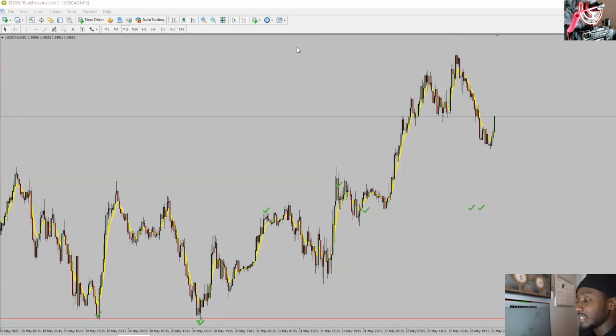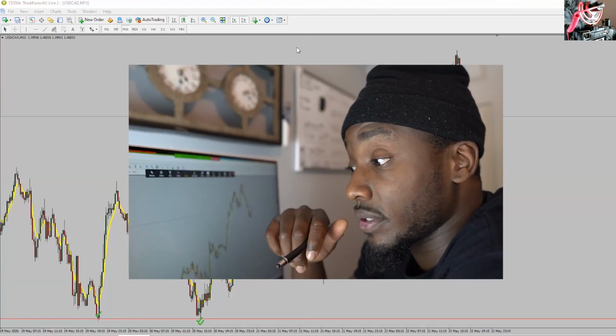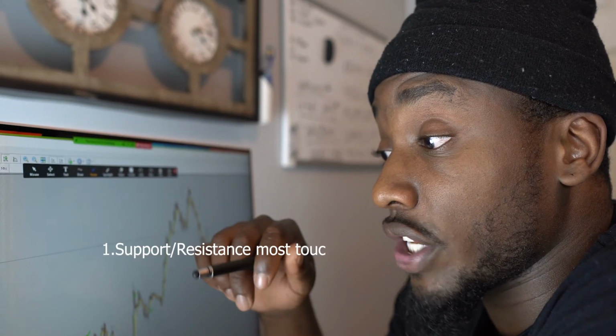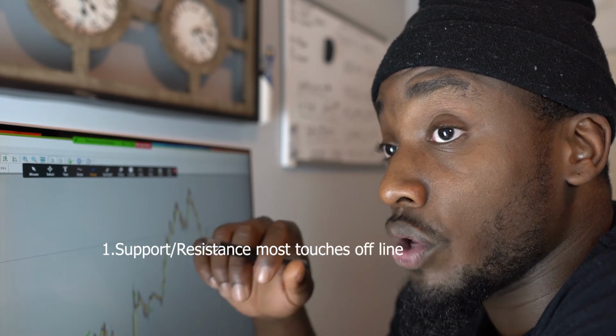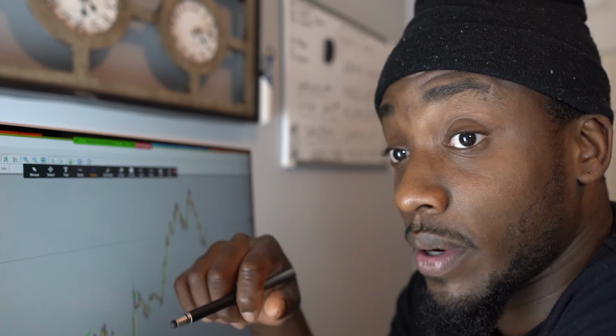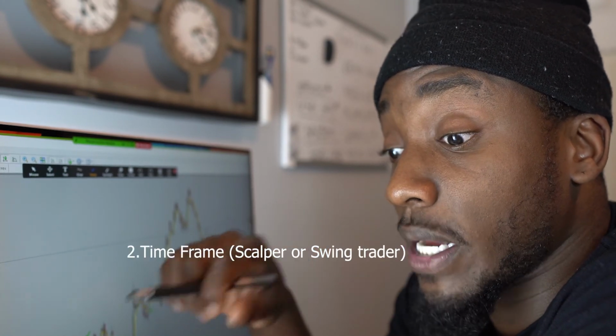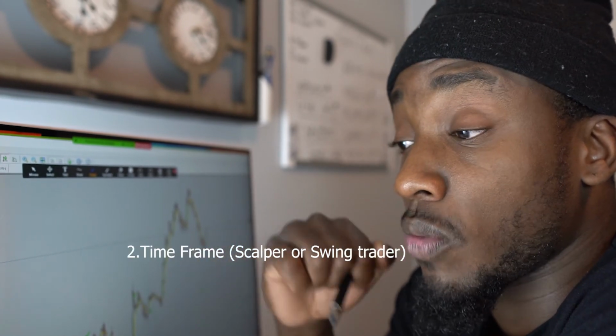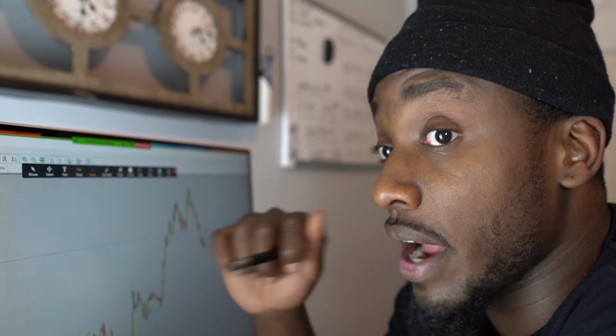You need to see how the market reacts to the support or resistance lines and then position yourselves in places to make money. So the first thing was ensure that you're finding a place in the market where you can get the most touches. Okay? Second thing was figure out what type of trader you are. Are you trading on a smaller time frame or are you trading on a higher time frame?